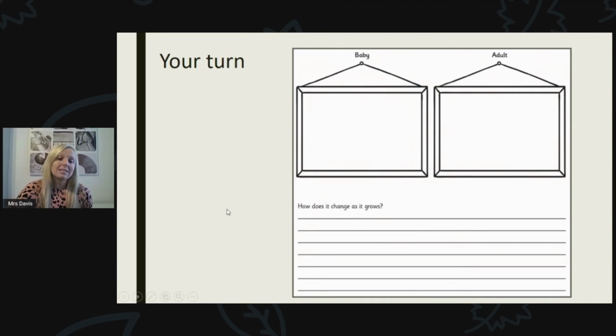Okay, and you can add as much detail as you like. If you wanted to do the tadpole into the toad or a frog, remember you can talk about its tail coming off and it growing legs. All right, so I'd like you to pause the video, please, and have a go. Remember, draw your baby, draw your adult, and then a little explanation of how it grows would be absolutely fantastic. Pause the video now for me, guys.